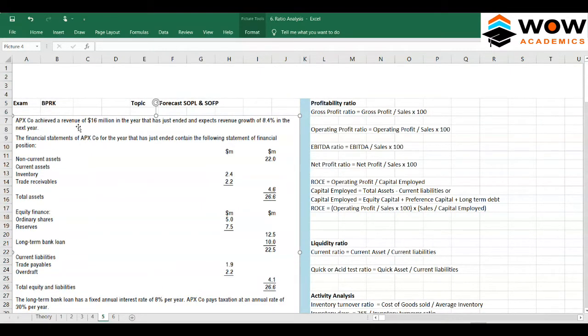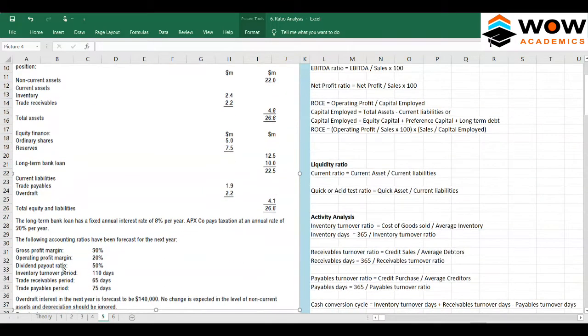We'll read the question here. APX Co achieved a revenue of 16 million in the year that has just ended and expects revenue growth of 8.4% in the next year. So the current year revenue is 16 million. Next year it is going to grow by 8.4%. The financial statements of APX Co for the year that has just ended contain the following statements of financial position. So they have given current asset, inventory, trade receivable, then ordinary shares, reserve, then long-term bank loan, current liability, trade payables and overdraft. So they have given all these data.